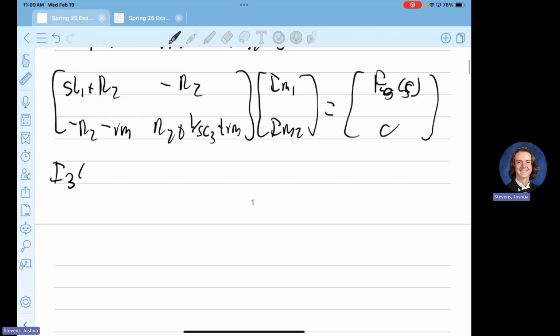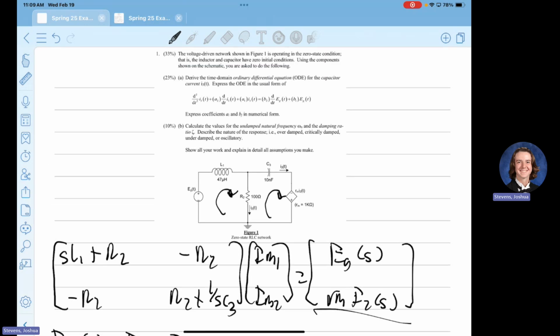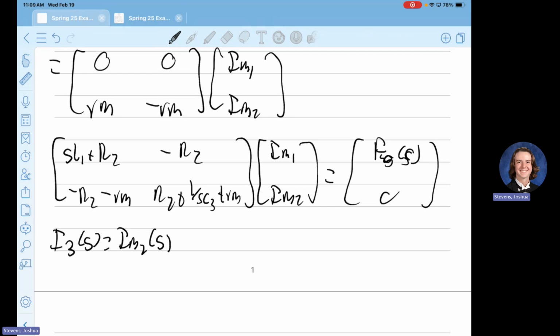So I3 of S equals IM2 of S. Does everybody see why I3 is IM2? And it's exactly. If it was going the opposite direction, it'd be exactly. What if it were like in between? Could it be like IM2? Yes. It could 100% be that. Yeah. For this type of problem, I would be shocked if he does that. It's going to make everything a lot more difficult, but you can do it.